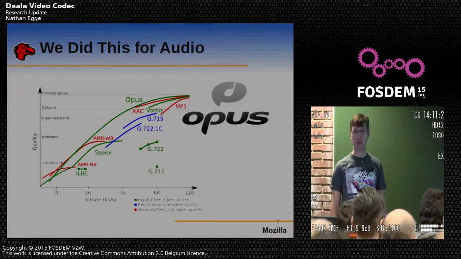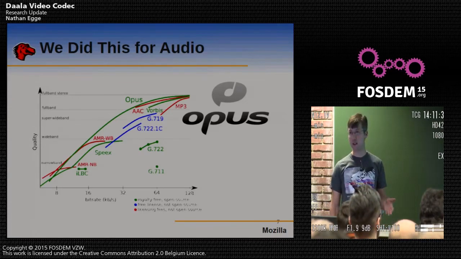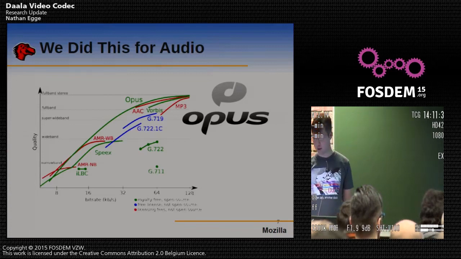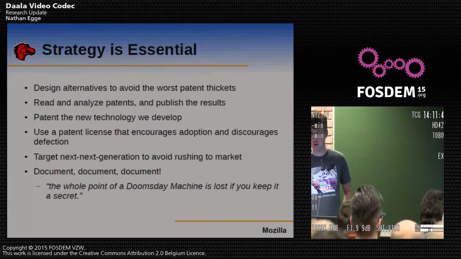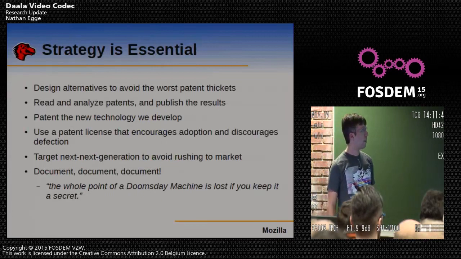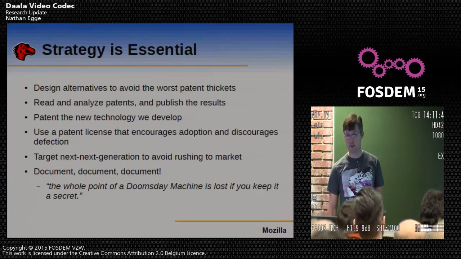You could just use Opus in one place, and you could handle all use cases, from very low quality voice communication all the way up to low latency, high quality stereo, high bit depth music quality. And so what we want to do is the same sort of thing. But the strategy is essential here. These things are necessary for us to be successful in deploying a royalty-free video codec.